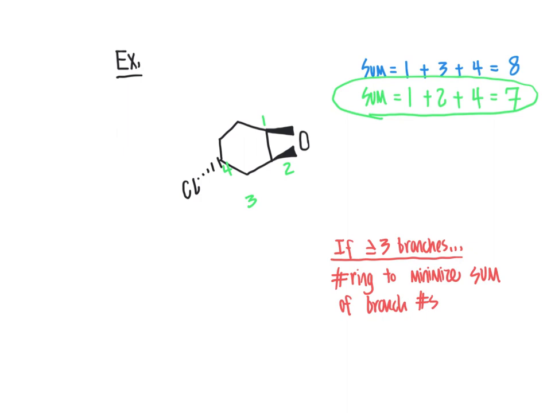So now that we have done that, we can specify the name of this molecule with the parent being the cyclohexane. Remember that word cyclo to indicate that the atoms are in a ring. And then the branches listed in alphabetical order, it would be at position 4, chloro branch. And then at positions 1 and 2, we have an epoxy branch. So therefore, we could call this 4-chloro-1,2-epoxycyclohexane.